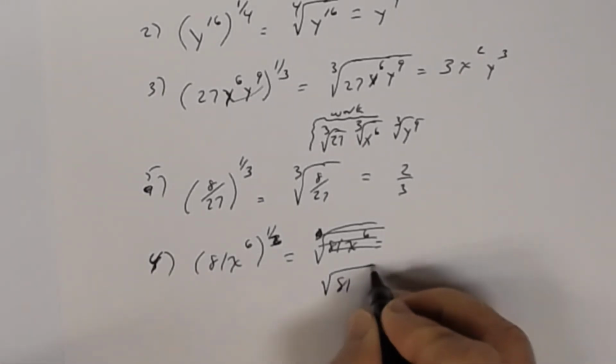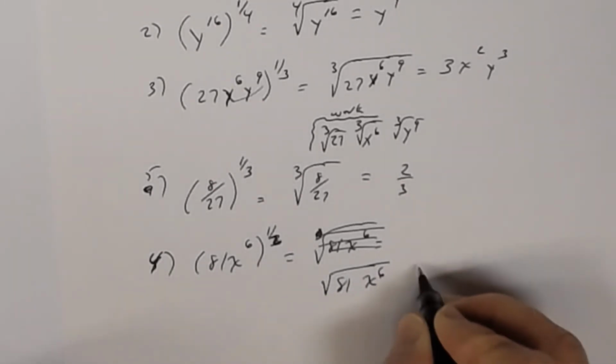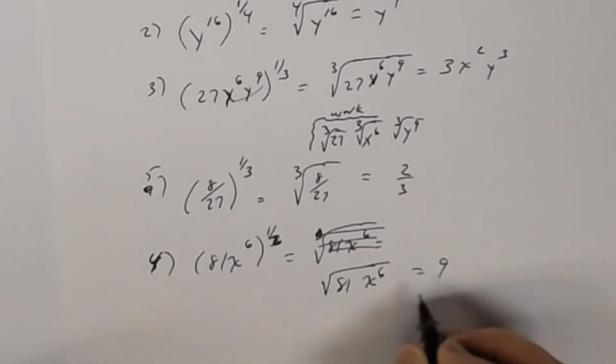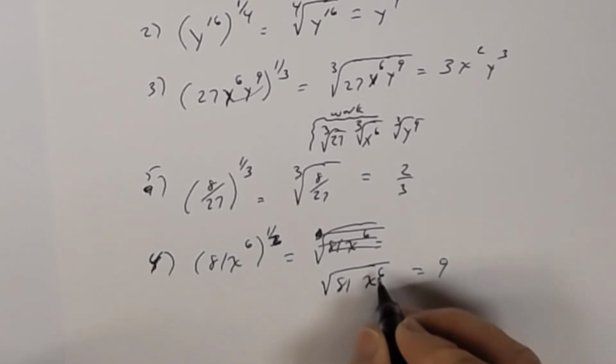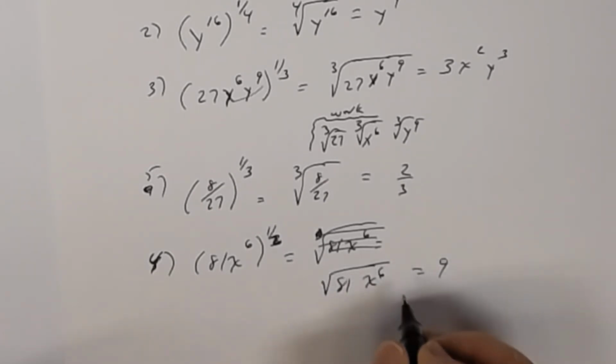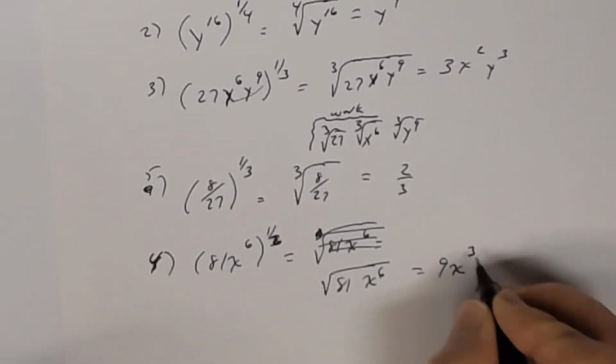So 81 x to the 6. So the square root of 81 is 9, because 9 times 9 is 81. And the square root of x to the 6, 6 divided by the index 2 is 3. So you get x cubed.